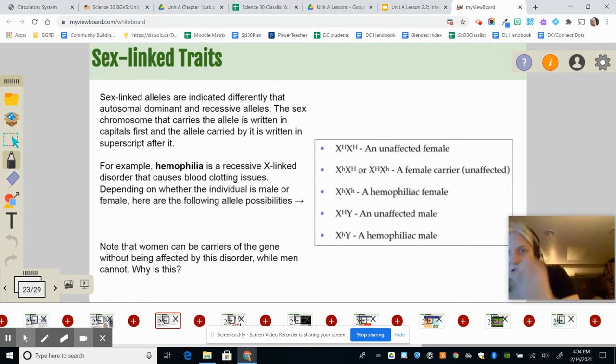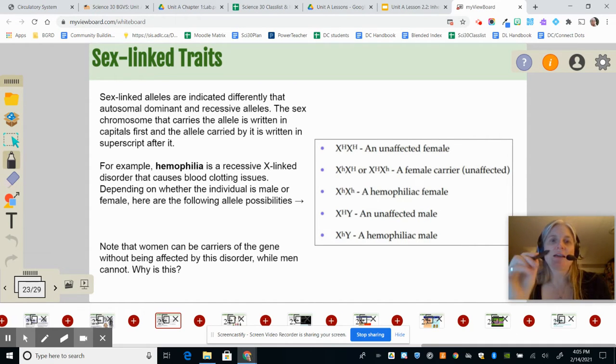One very common example of a sex-linked trait is hemophilia, which we talked about earlier in the unit. This is the disorder where you have blood clotting issues. You're not able to make scabs, right, or stop bleeding when you're getting a cut. It's a life-threatening disorder, and the gene for this is found on the X chromosome. So the female is the one that determines who of the offspring are going to have hemophilia.